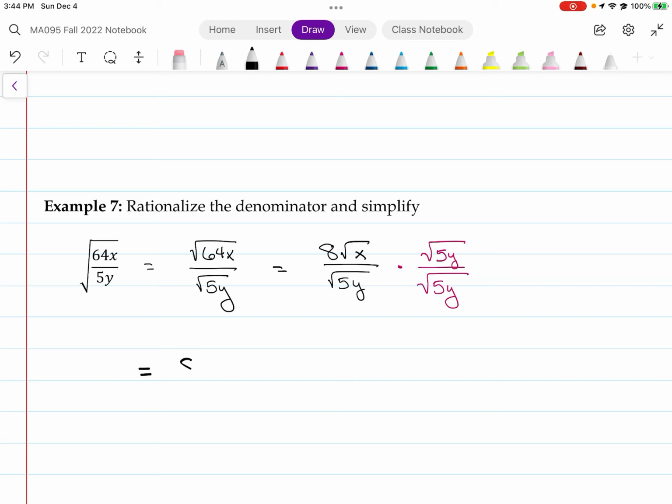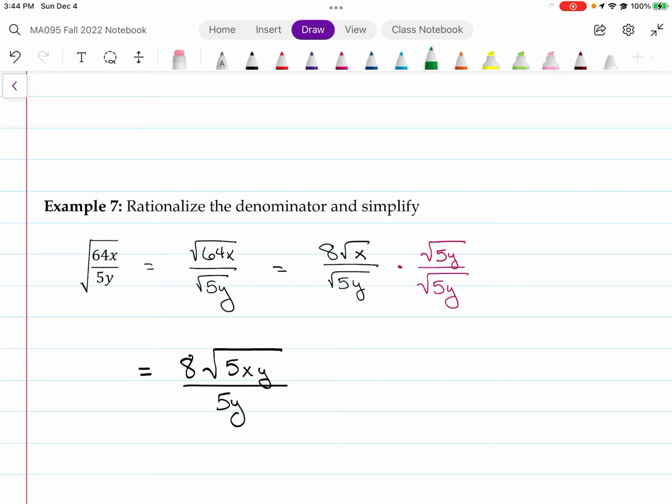All right, so on the top, you have an 8 on the outside, and you can combine everything because it's all a square root index. So I'm going to put it in alphabetical order. X times 5y is 5xy. We usually put the number first, even inside. Over square root of 5y times square root of 5y is just 5y. And that's your final answer.